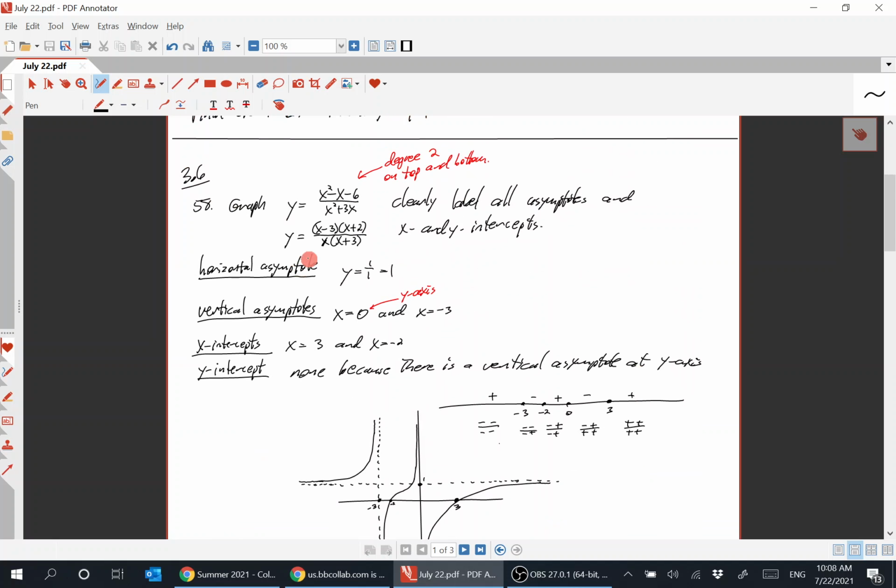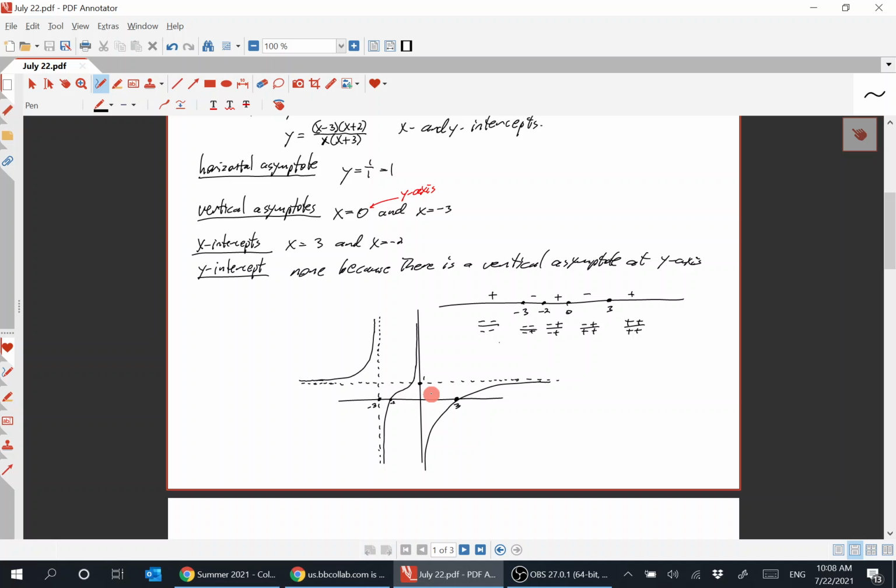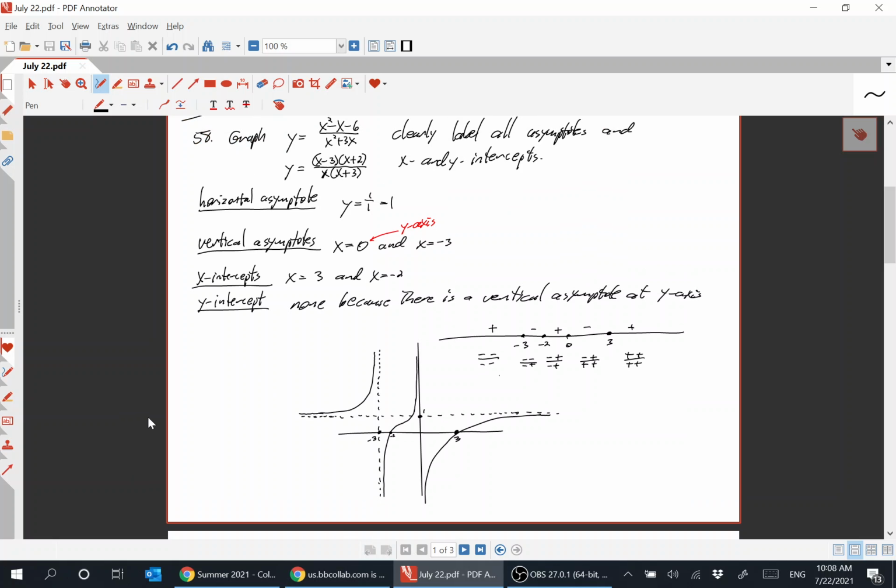Okay, so the four bits of information about the graph, or five, I guess, that you're looking for to start with: horizontal asymptote, vertical asymptote, x-intercepts, y-intercepts, and this positive-negative behavior. And then from there, you should be able to get a reasonable picture of what the graph looks like. And this is a more detailed picture than what you would get if you were to plug this thing in.